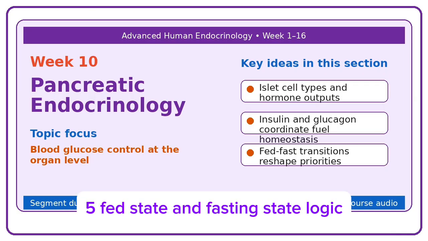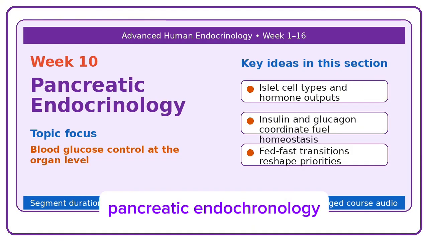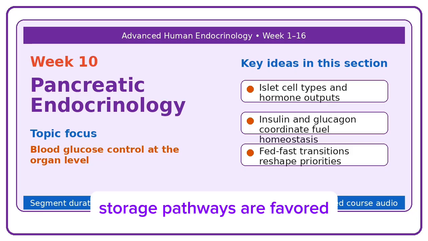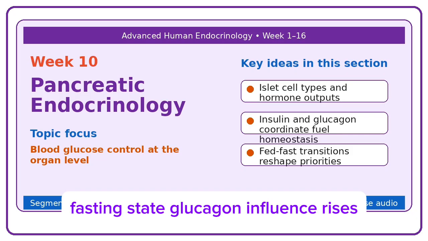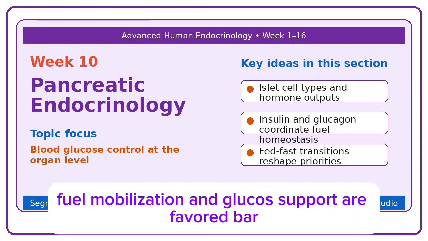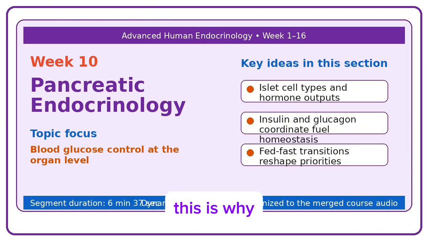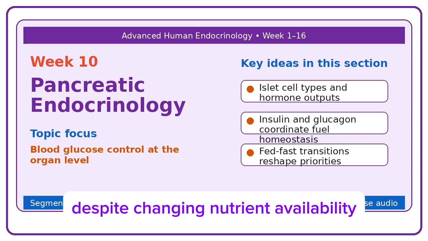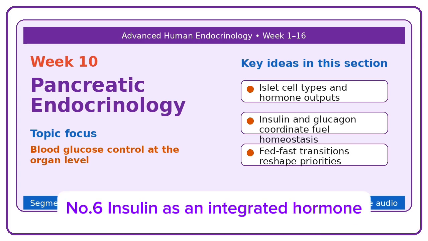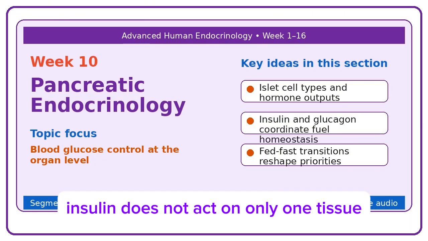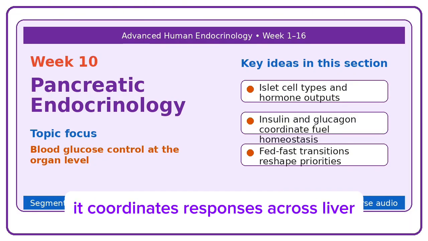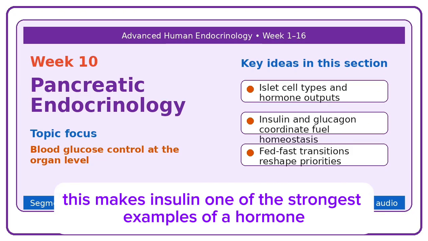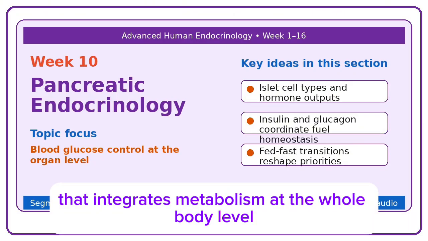5. Fed state and fasting state logic. Pancreatic endocrinology becomes clearest when viewed through metabolic state. Fed state: insulin influence rises, storage pathways are favored. Fasting state: glucagon influence rises, fuel mobilization and glucose support are favored. This is why the endocrine pancreas is central to maintaining stable fuel supply despite changing nutrient availability. 6. Insulin as an integrative hormone. Insulin does not act on only one tissue. It coordinates responses across liver, skeletal muscle, and adipose tissue. This makes insulin one of the strongest examples of a hormone that integrates metabolism at the whole body level.